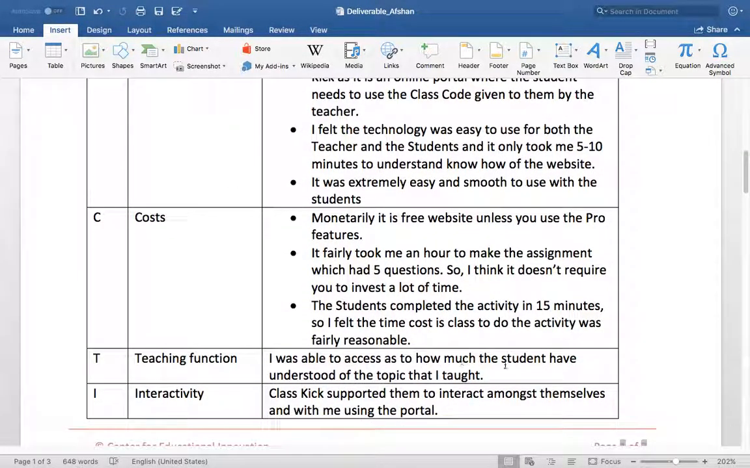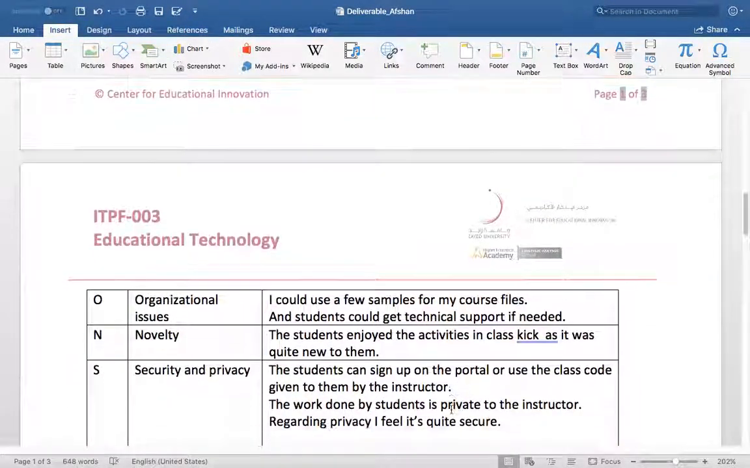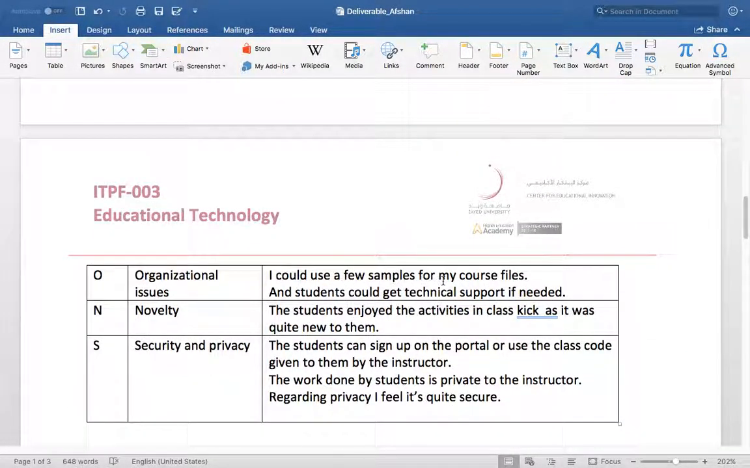I was able to assess how much the students understood of the topic I taught. Regarding interactivity, I think ClassKick supported them to interact amongst themselves using the portal and also with me as an instructor. So I think it was quite interactive and quite smooth. I could use a few samples for my course files for the organizational issues topic, wherein if I was able to grade them and put them on Blackboard, I can use them in future. Novelty, definitely: I think the students enjoyed ClassKick as it is new to them.